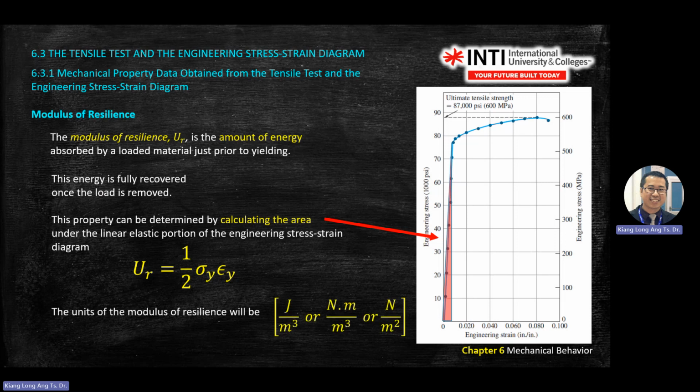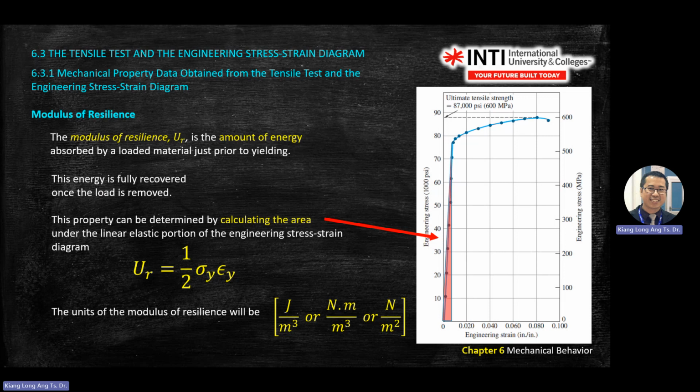The unit for resilience: because you're multiplying stress and strain, and it is an area, the value will be Newton meter over meter cube. You cancel, you get Newton over meter square, also Pascal. So it can be in the volume form, it can be joule over meter cube. Doing a conversion, either one of these is also accepted for resilience.